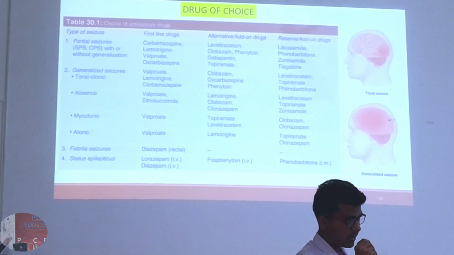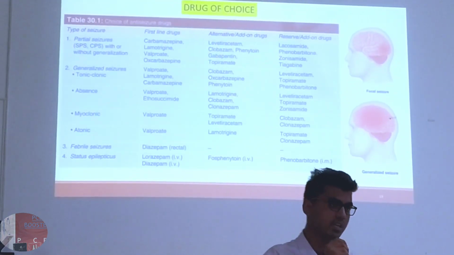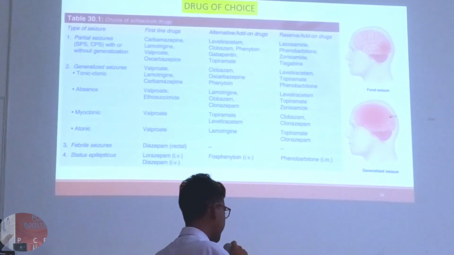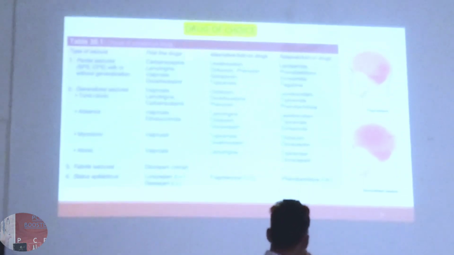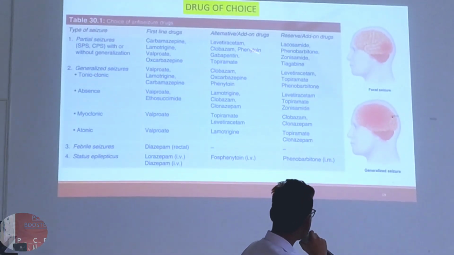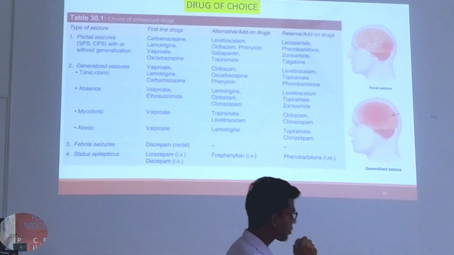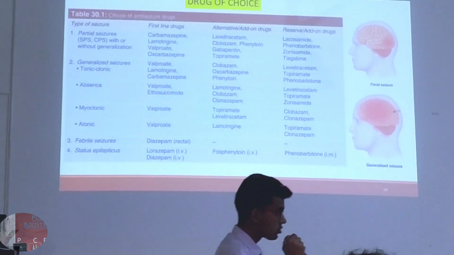But if even the alternative drug does not respond, then that is a case of refractory status epilepticus, and we have to use a combination of drugs. For that, we can use the first line drug with the reserve drug, or the alternative drug with the reserve drug. But we cannot combine the first line drug with the alternative drug.